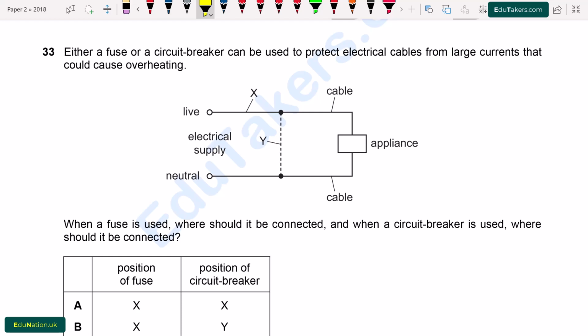Question number 33. Either a fuse or a circuit breaker can be used to protect electrical cables from large currents that could cause overheating. When a fuse is used, where should it be connected, and when a circuit breaker is used, where should it be connected? Position of the fuse and the position of the circuit breaker is shown. We have to tell at which position, X or Y, we should connect the fuse or circuit breaker.